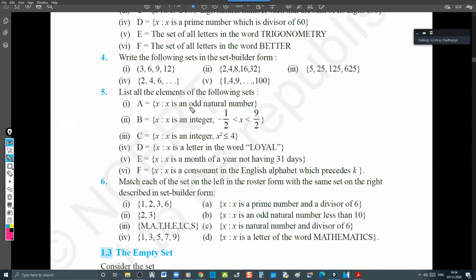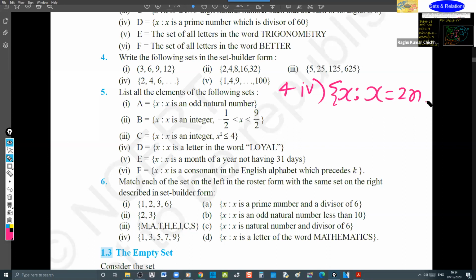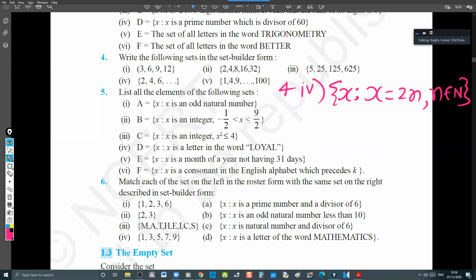Come to the fourth one. X such that x equal to 2n, where n is equal to 1, 2, 3, and so on. You can simply mention it as n belongs to N. N belongs to N means any natural number, because 2, 4, 6, and so on is there. And so on means it is a countably infinite set. That is why we write it as n belongs to N. Correct.